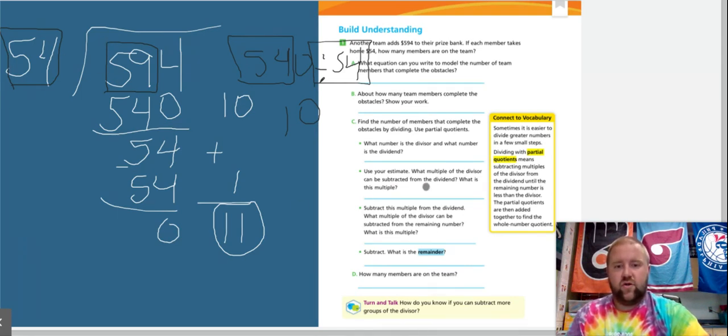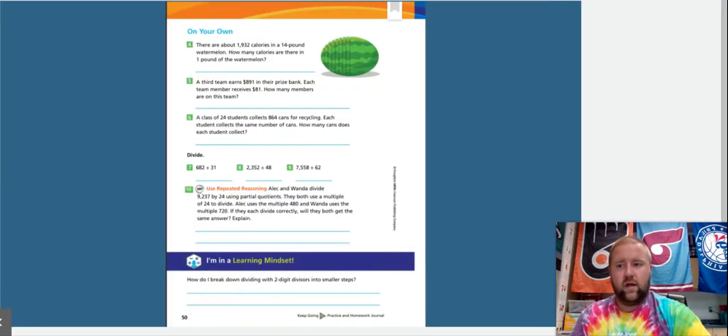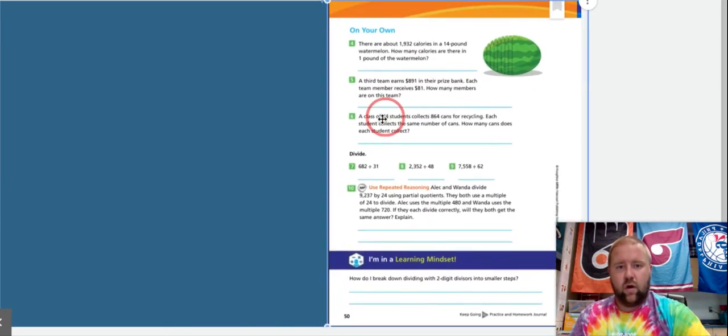Then it says use your estimate. What multiple of the divisor can be subtracted? So again, we did tens here, absolutely tens, because our estimate was a 10. So that was really good for us to understand that. I always like to start with 10, or if it's a really big number, 100 or 1,000, and try and remove as many of those as we can. All right, so this was another example with that. I'm going to do one more example just to make sure that we are ready to go.